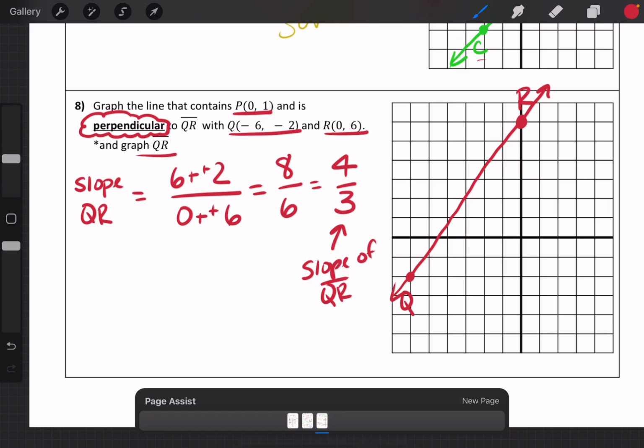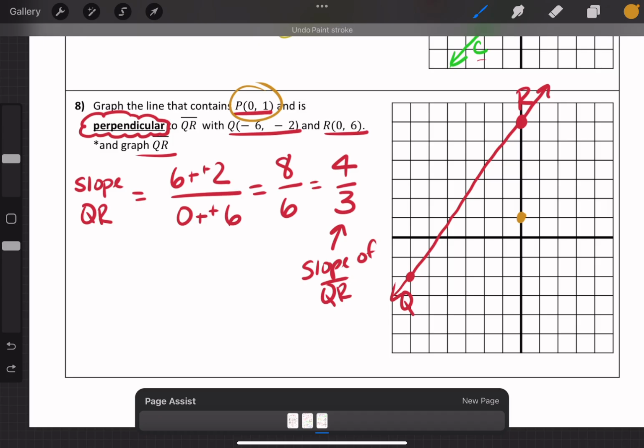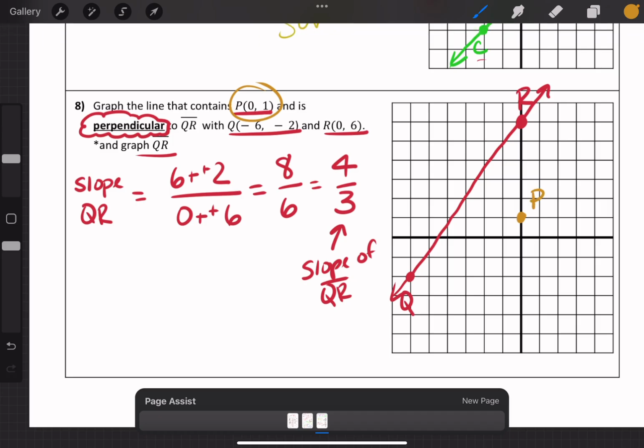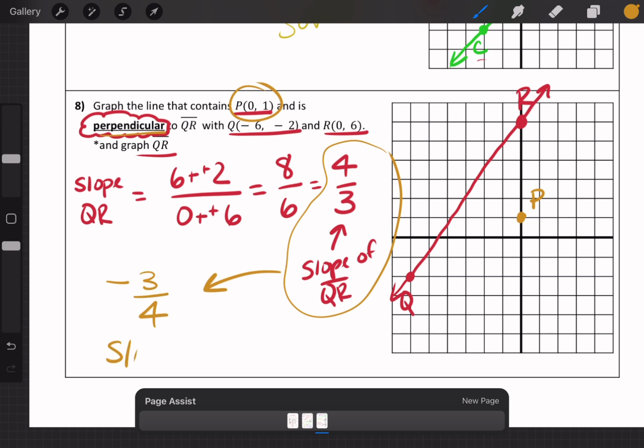Now, my line needs to have P in it. P is up here. So P is at 0, 1. So this is my P. Now, we need a slope for P, which I should label in a different spot. Slope for P. This is the slope of QR, and we want to be perpendicular. Perpendicular means opposite reciprocal. So this is positive, so we want to be negative, and then we're going to flip it. It was 4 over 3, so it becomes 3 over 4. So this is the slope of my line.